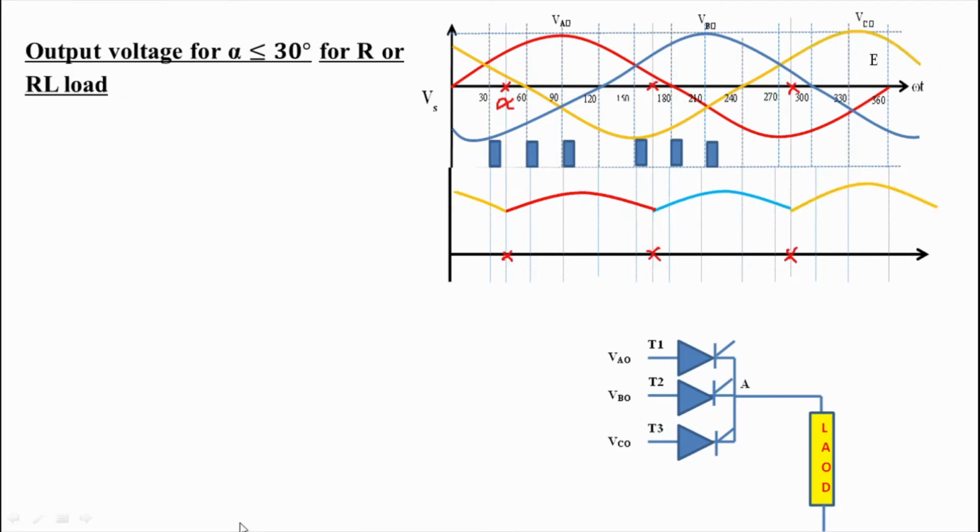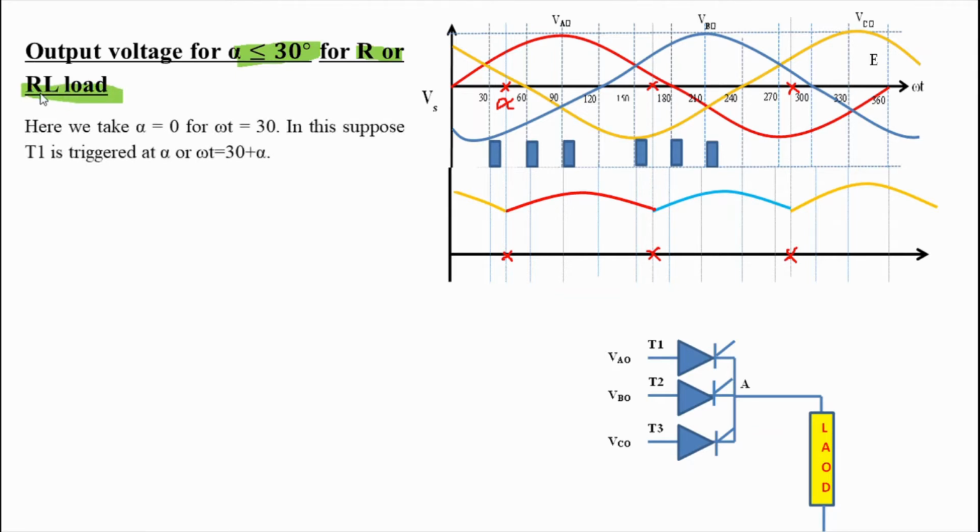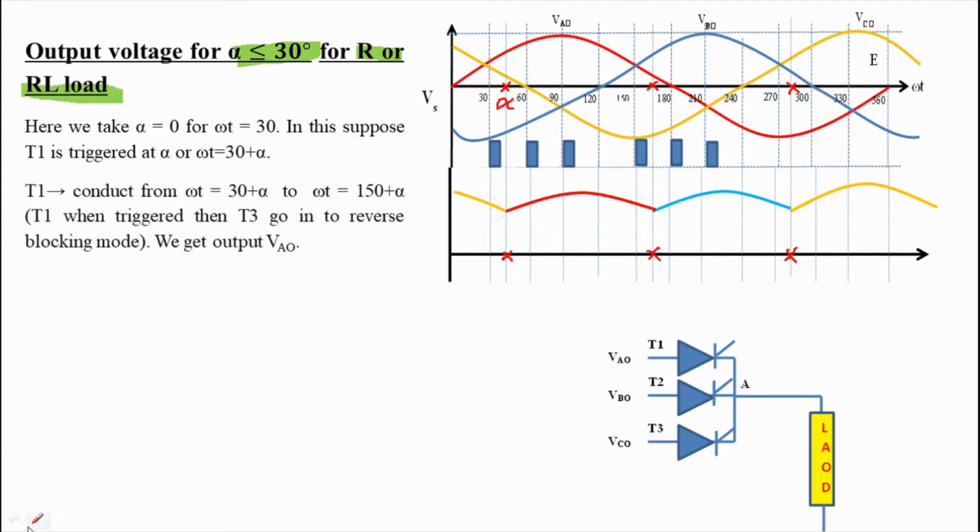Now we will see the output voltage when alpha is less than 30 degree, and these waveforms are for both R and RL load. So here again we take alpha equals 0 for omega t equals 30 degree. Now suppose thyristor T1 is triggered at alpha, and as I already told you, this alpha is less than or equal to 30 degree, because now we are going to see the output voltage for alpha less than or equal to 30 degree.